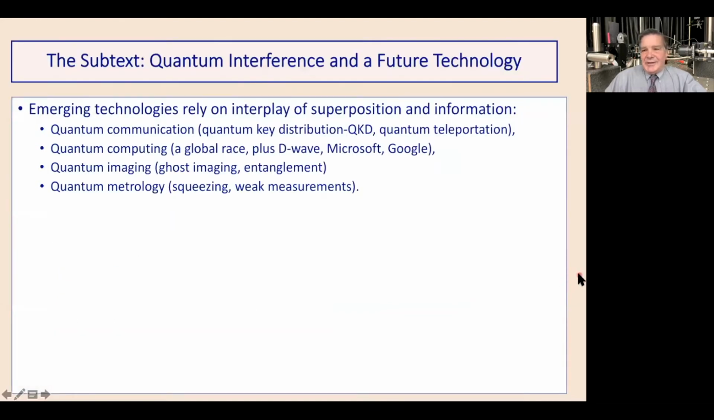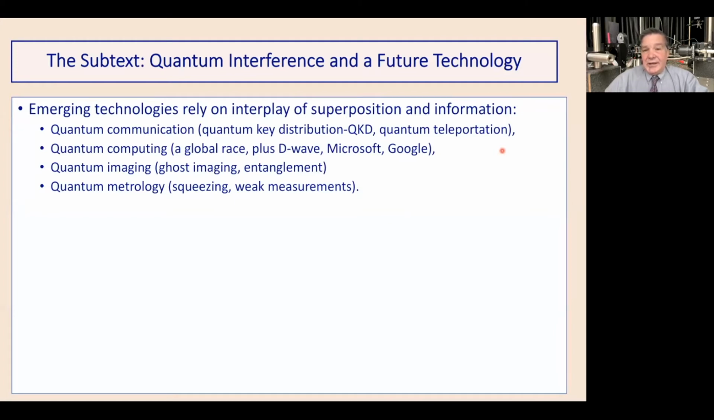So let me put there a little bit the subtext of this talk. It is that quantum interference is really at the core of future technology. Right now we have all these emerging technologies such as quantum communication. Already there are commercial systems for this, and the technology is normally called quantum key distribution, or QKD. And then you have quantum teleportation. And then, of course, we have quantum computing, which is really a global race to who gets a big quantum computer to do new and interesting things.